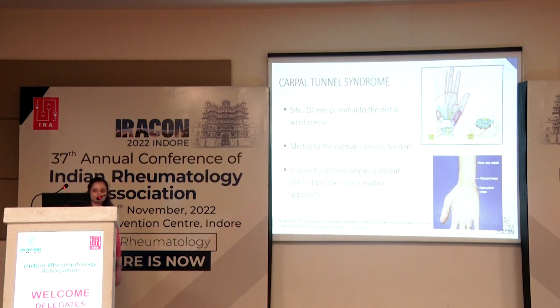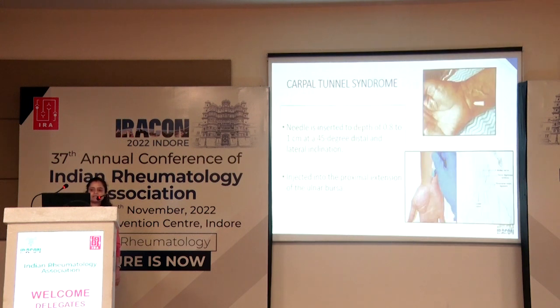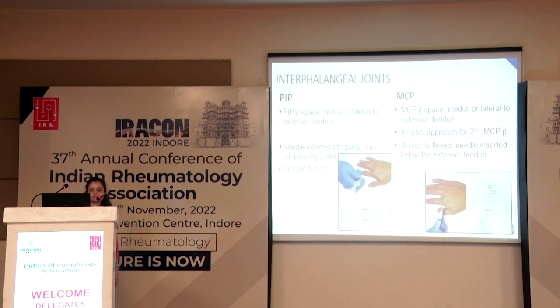For the carpal tunnel syndrome, the site is 10 mm proximal to the distal wrist crease. It is medial to the palmaris longus tendon. In some people this might be absent. So in those cases we use the midline approach. So rather than palmaris longus, we will use the midline approach. The needle is inserted to the depth of 0.8 to 1 cm at 45 degree distal and lateral inclination. And it is injected into the proximal extension of the ulnar bursa as in the images. So the direction of the needle is 45 degrees distal and lateral inclination, and we go around 0.8 to 1 cm deep in carpal tunnel syndrome.